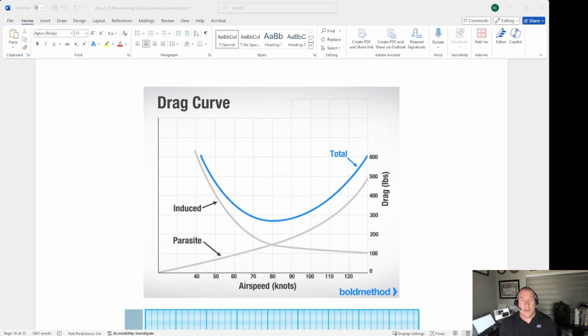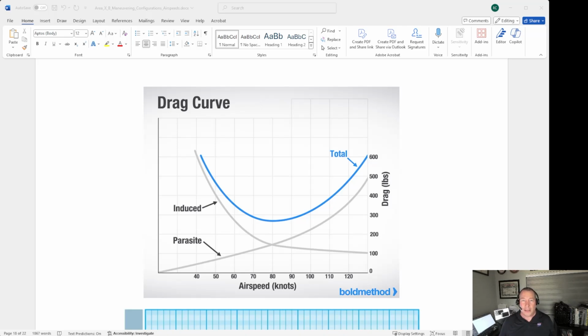This next drawing depicts induced drag, parasite drag, and the blue line, total drag. I get this from the Bold Method website, which is a fantastic site. I recommend you visit, run by a qualified flight instructor, so it's good information. There's quite a bit more there. That said, I'm going to define induced drag, parasite drag, total drag, and then go into a little bit more detail on what this means to you as a pilot.